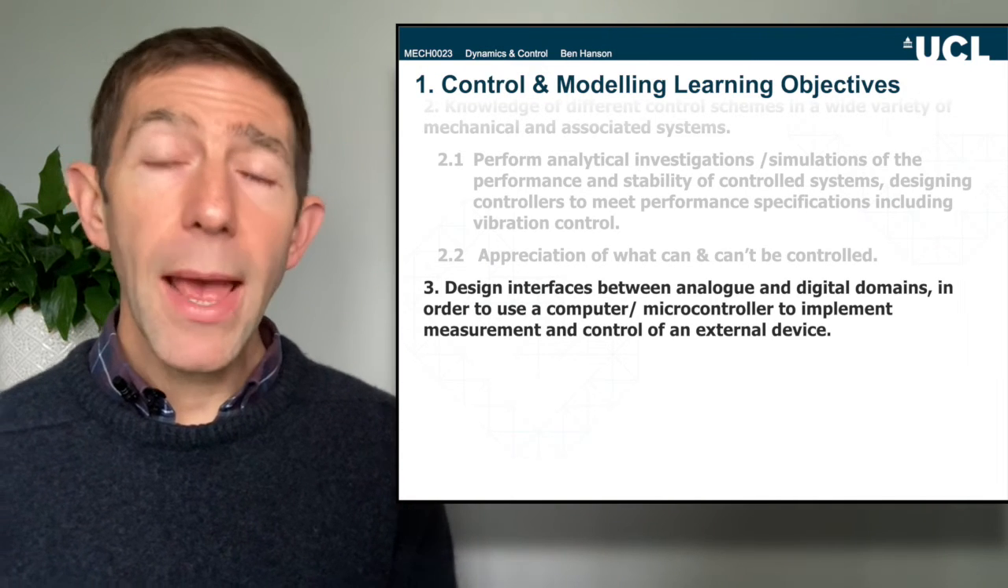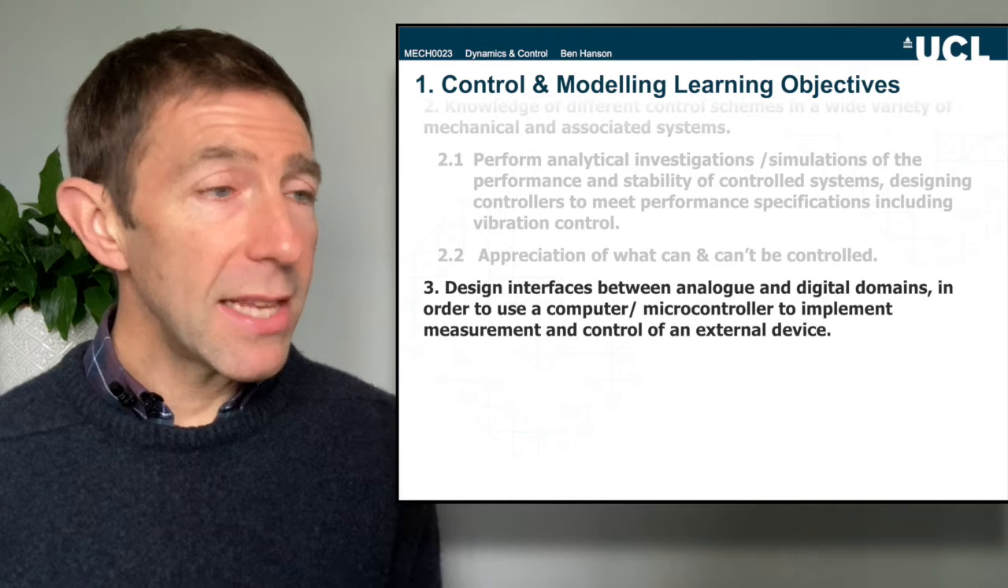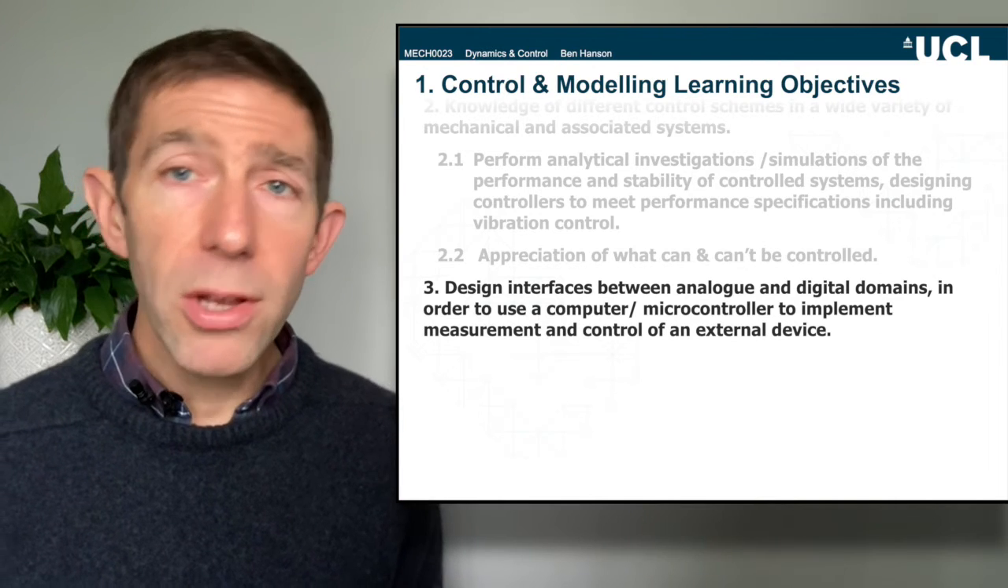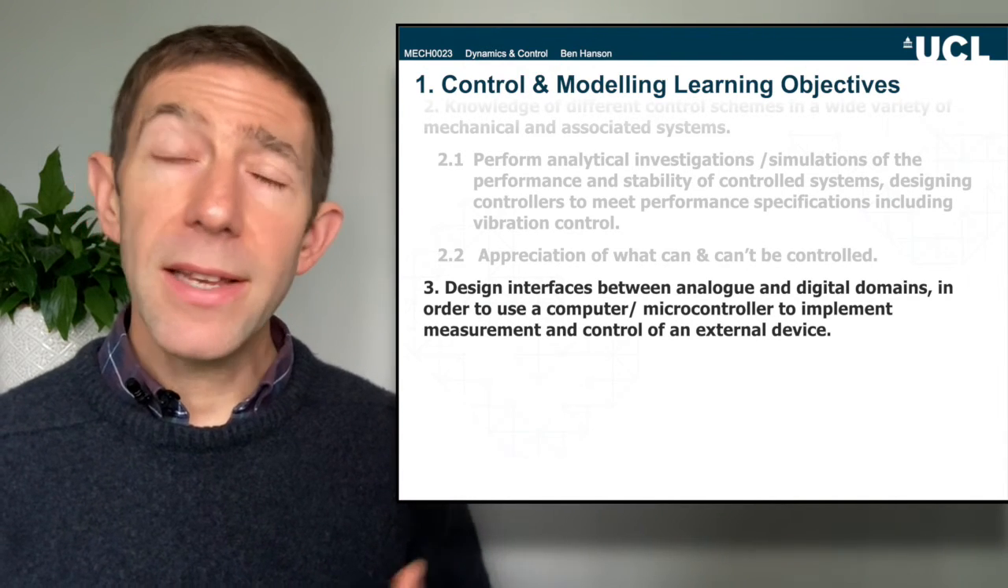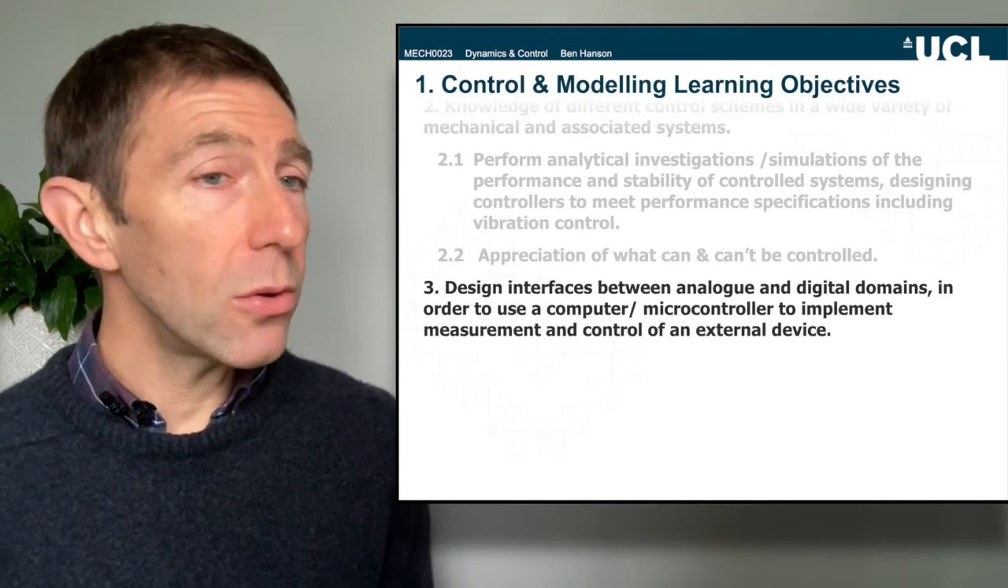The final objective section is to design interfaces between our simulations and our computer-based models and the real-world systems, so that we can use embedded microcontrollers, the Internet of Things, for example, to control real-world systems. We're going to look at examples there, as with all the way through the course.